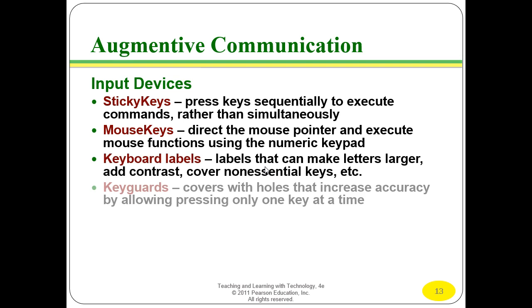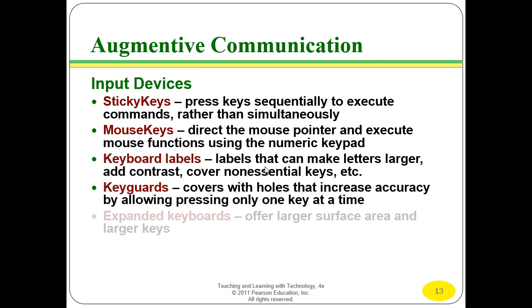Here are some input devices that your book goes over: sticky keys, mouse keys, keyboard labels where commands can be printed, key guards, which have holes that increase the accuracy by allowing pressing only one key at a time, so the student can't press two of them at one time. They have to press one key at a time in order to input information. And expanded keyboards, which are a little bit bigger and have bigger keys. They're easier to see the letters and numbers on the keys, so we can use them as well.